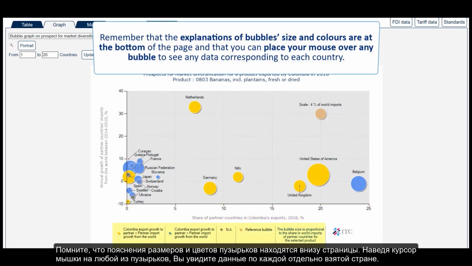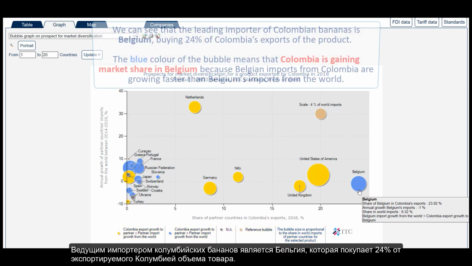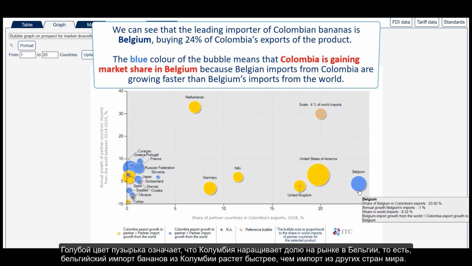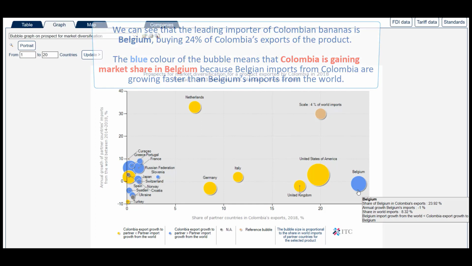Remember that the explanations of bubbles' size and colors are at the bottom of the page, and that you can place your mouse over any bubble to see any data corresponding to each country. We can see that the leading importer of Colombian bananas is Belgium, buying 24% of Colombia's exports of the product. The blue color of the bubble means that Colombia is gaining market share in Belgium, because Belgian imports from Colombia are growing faster than Belgium's imports from the world.